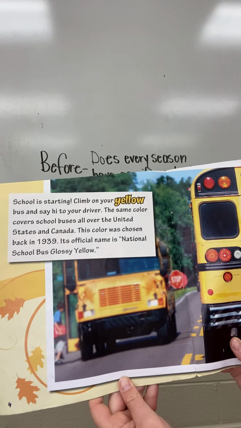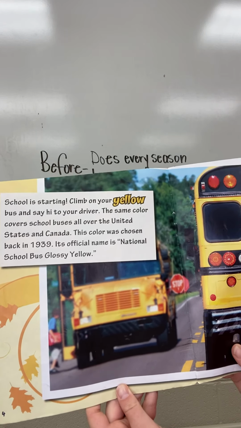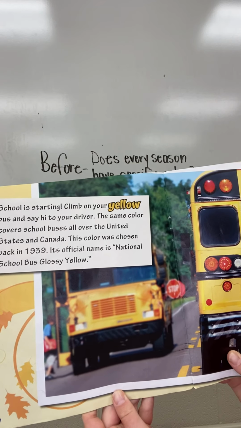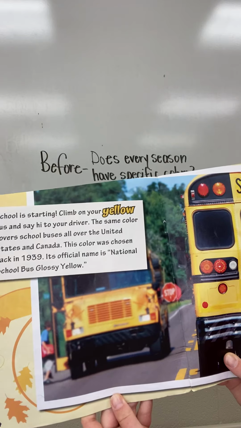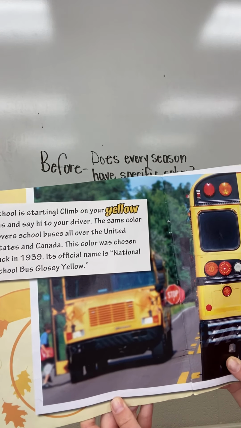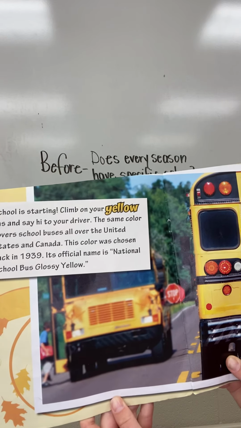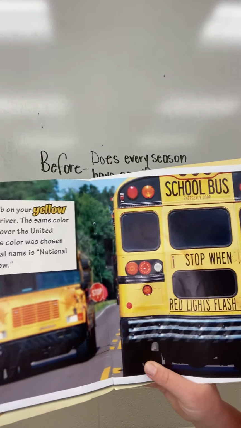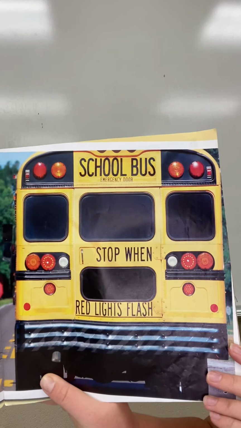School is starting. Climb on your yellow bus and say hi to your driver. The same color covers school buses all over the United States and Canada. This color was chosen back in 1939. Its official name is National School Bus Glossy Yellow. You can take a look at that yellow.